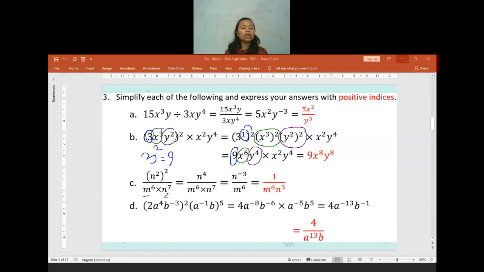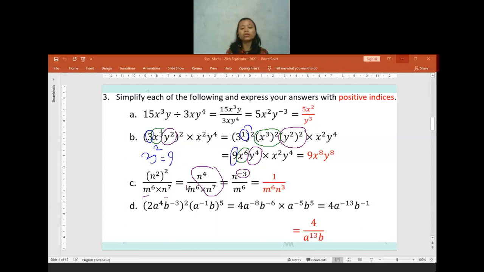Now we have a fraction, we can simplify all the letters that have the same base. The n here: there is n to the power of 4 and n to the power of 7. They have the same base, so we follow the index law. Fraction means we do division. When we do division, we subtract the power. 4 minus 7 is equal to negative 3. That's why the n will be n to the power of negative 3.